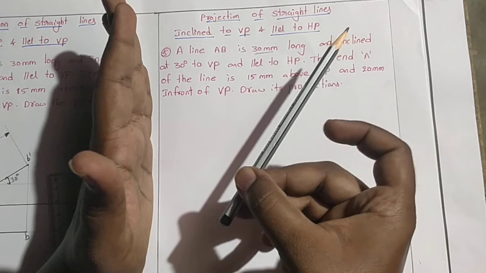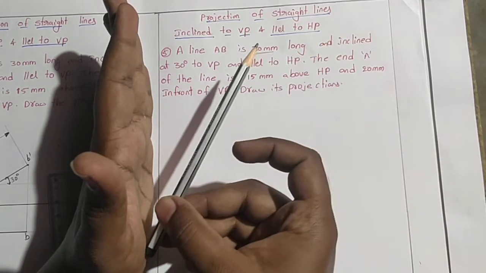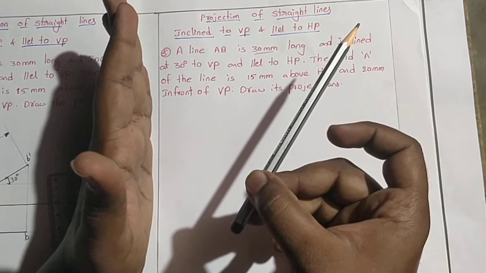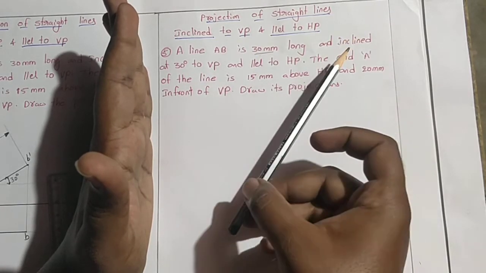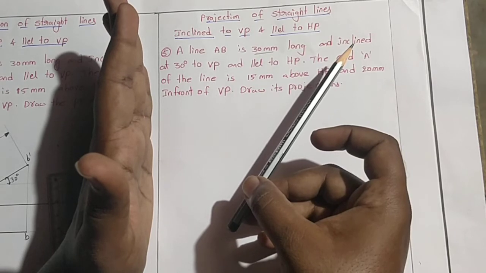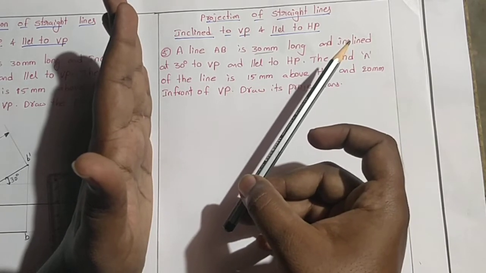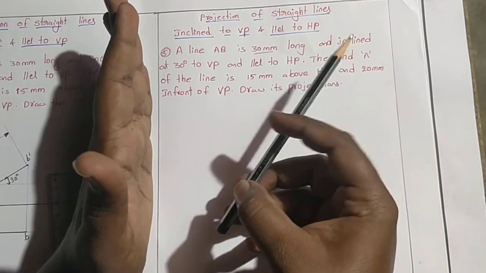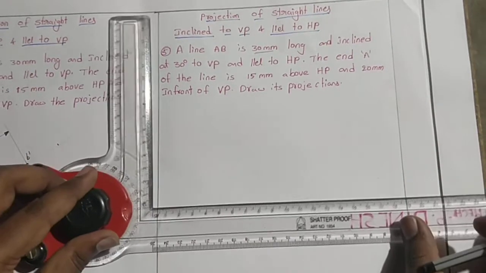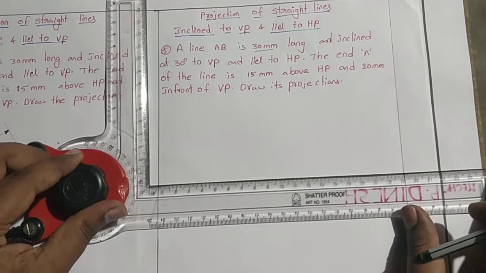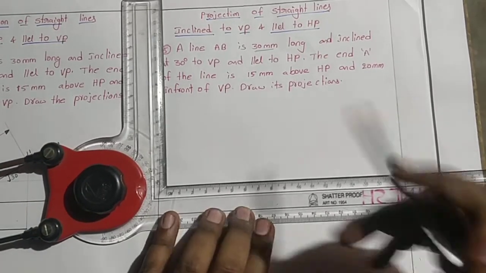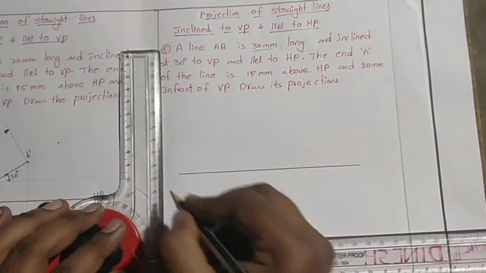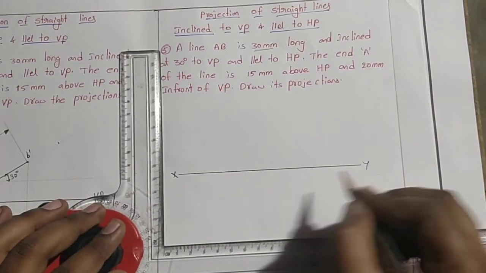Suppose if you view from this side, the front view appears on the vertical plane, and if you view from the top side, the top view appears on the horizontal plane. Okay, after projection we need to rotate the horizontal plane 90 degrees clockwise. You get the projections. For this, first we need to draw the XY line. It is the XY line.